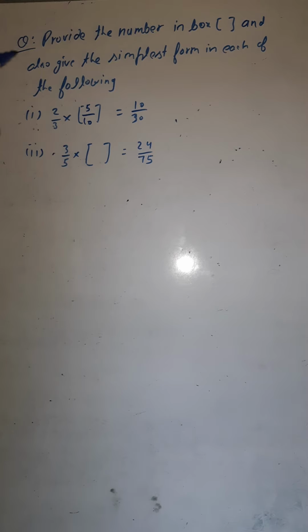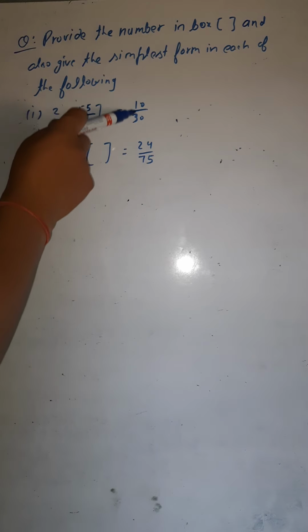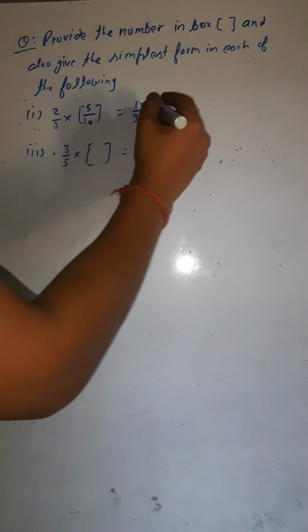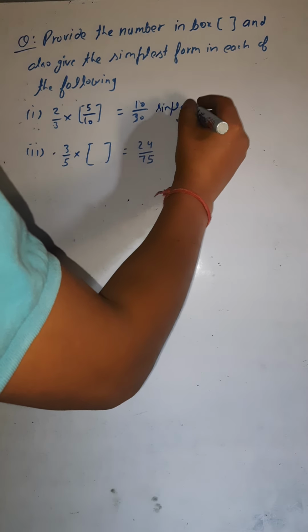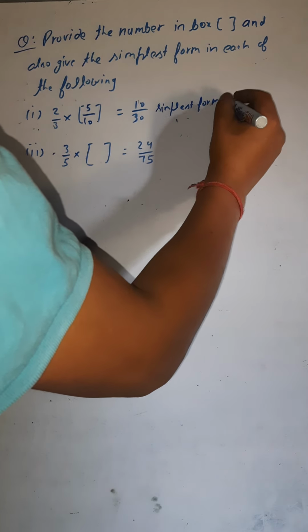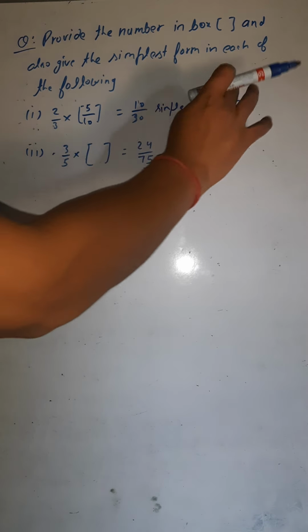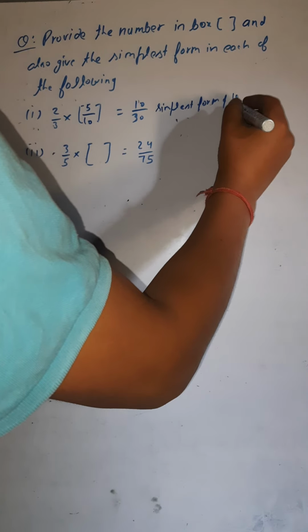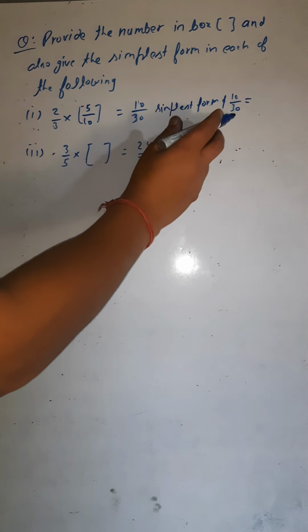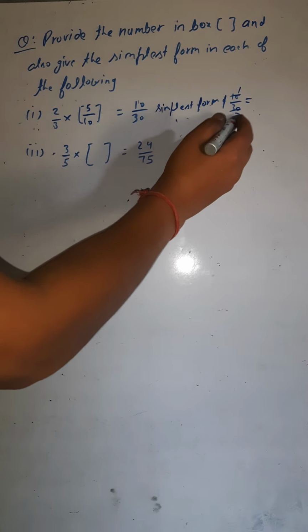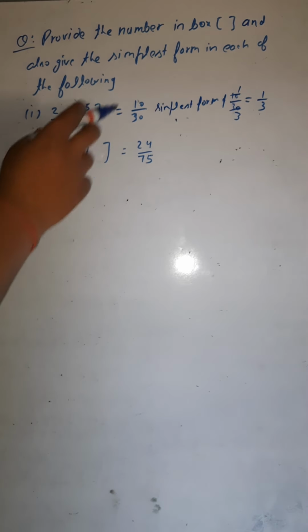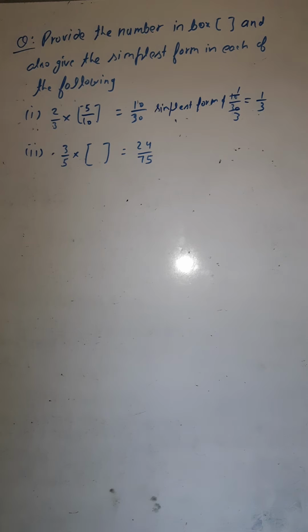Are you getting this? Now you have to also give the simplest form. Now you have to change this into simplest form. 10 by 30. Can you change it into simplest form? Yes, because both are divisible by 10. So the simplest form of 10 by 30 would be what? Both are divisible, so just cut it by 10. 10 ones are 10 and 10 threes are 30. So the answer would be 1 by 3. So this is how you would solve the question.